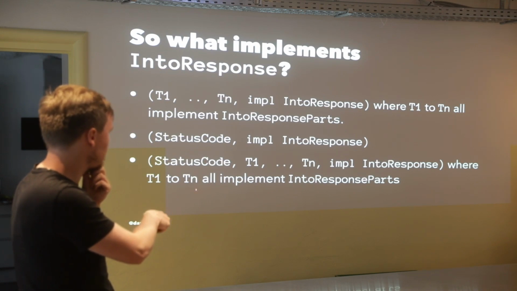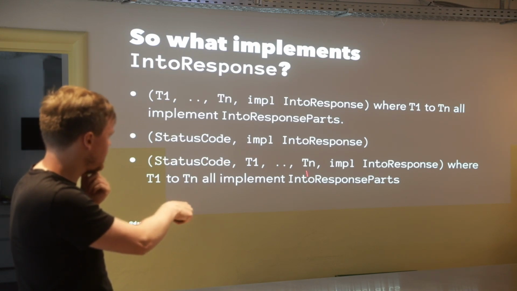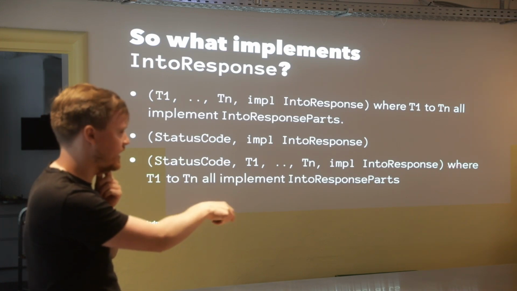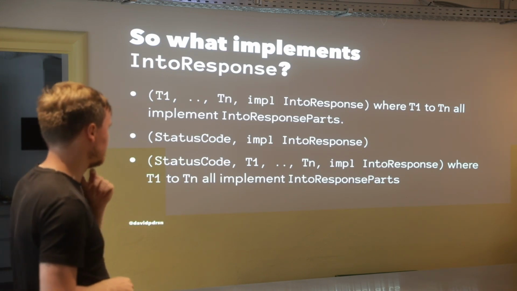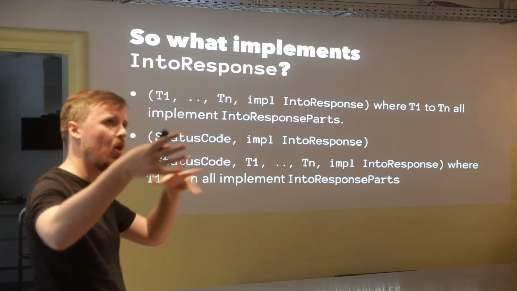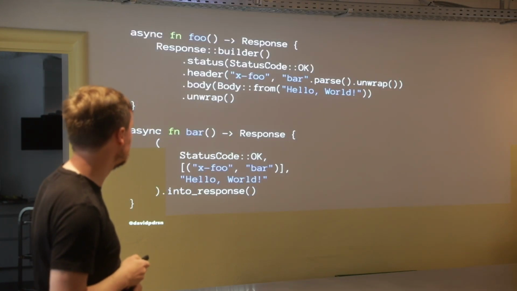You can also put a status code as the first element, and then up to 16 IntoResponseParts things in the middle, and then an IntoResponse at the very end. And this is what I mean when I say that you can sort of compose different response types together.